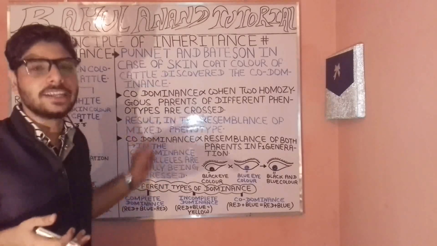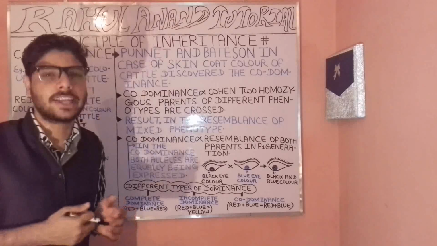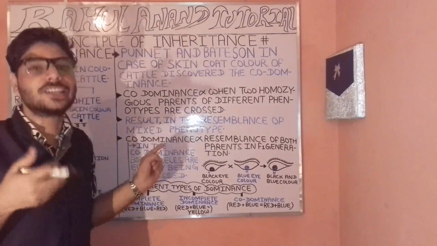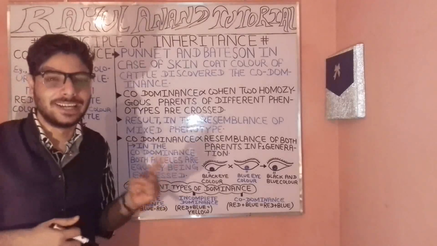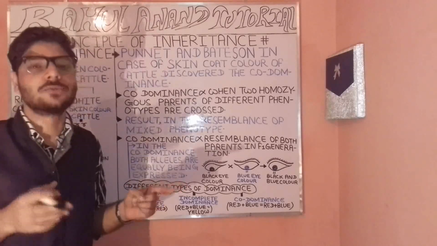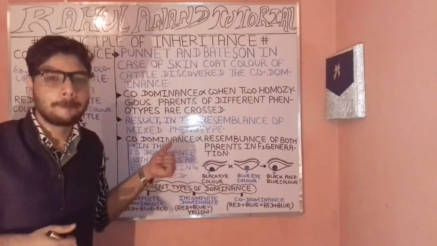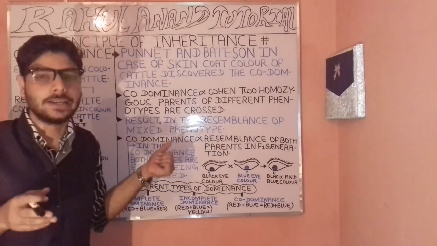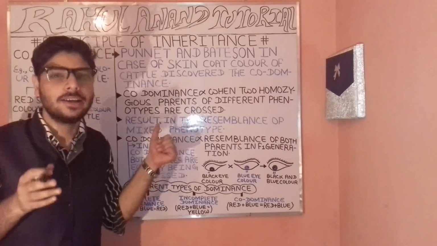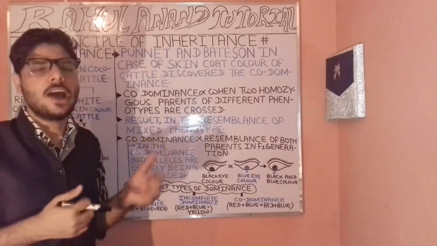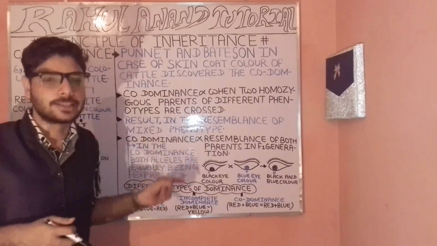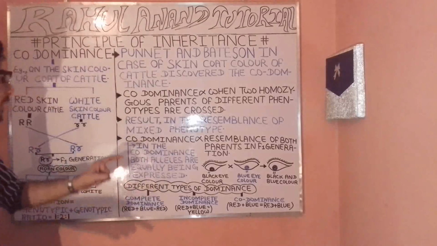Now let's understand codominancy in terms of the coat color of cattle. Here we have two different types of alleles, the red color and the white color. I will be representing them by name: the capital R for the dominant, and on the other hand the smaller r for the recessive. You could find this here on the board.